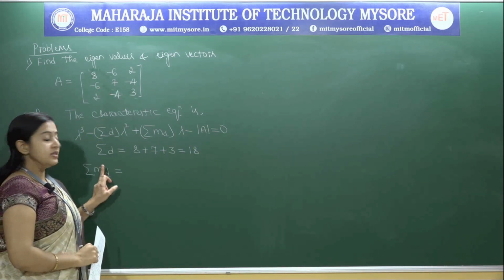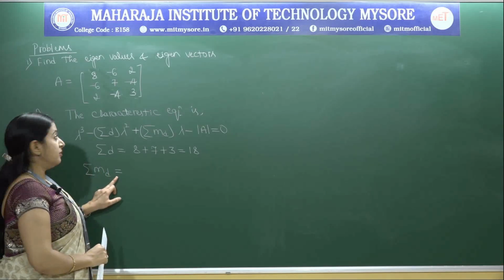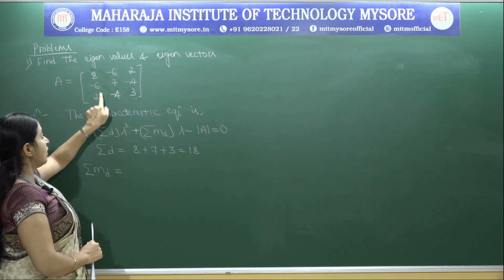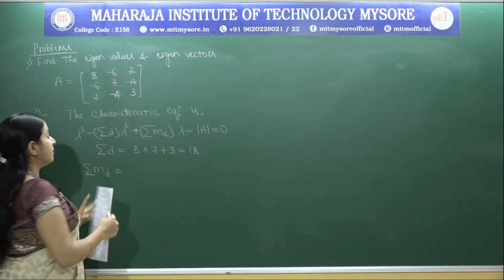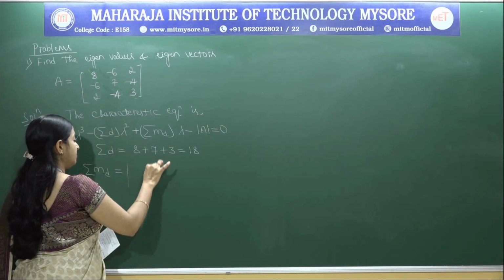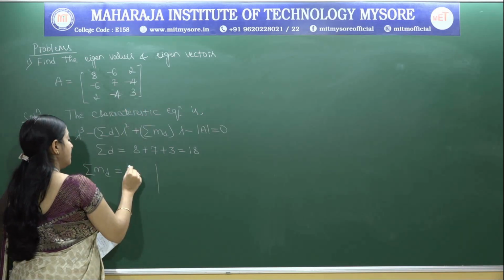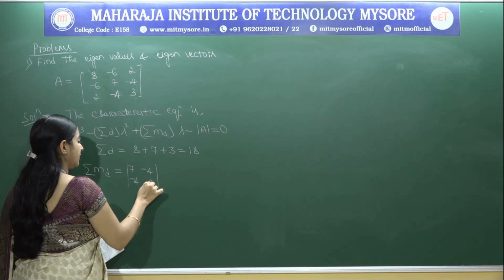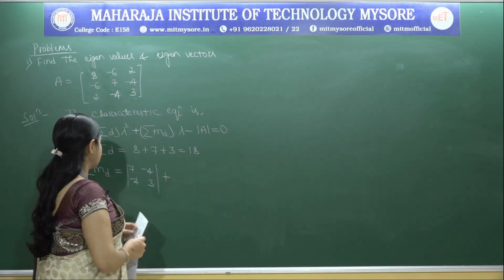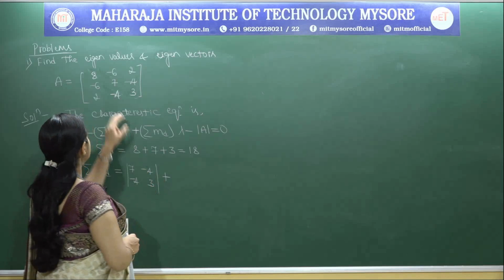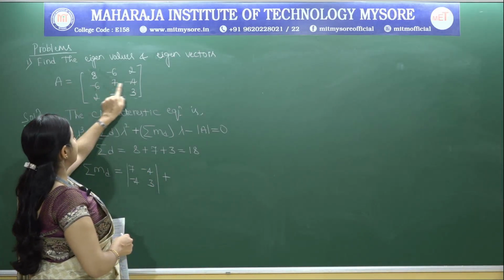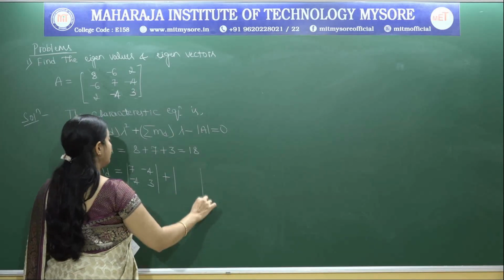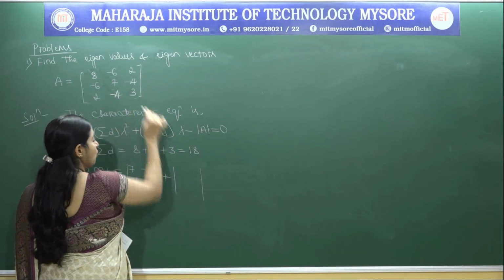So the second one, the summation of the minor of the diagonal elements. So this is the first entry, delete this row and column, take the determinant of the remaining term. So the minor means you have to consider the determinant. It is 7 minus 4 and 3 plus. So the second term, there is a diagonal entry, delete this row and this column, take the determinant of the remaining term, it is 8, 2, 2 and 3.